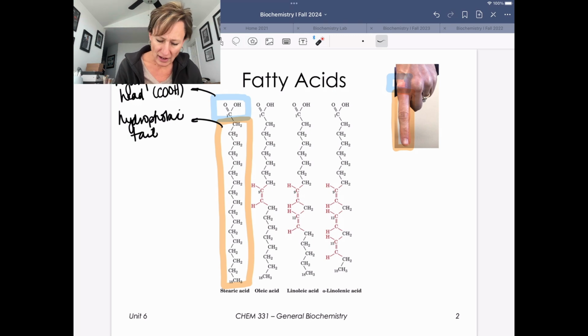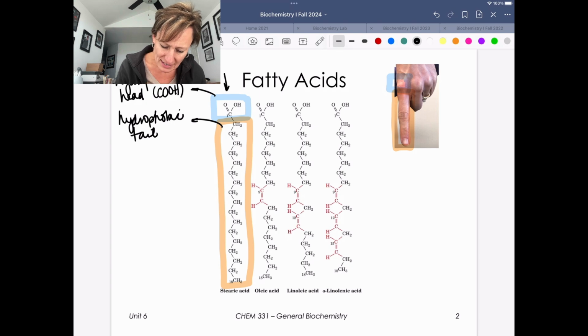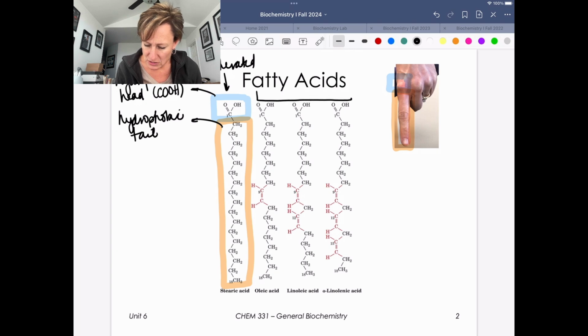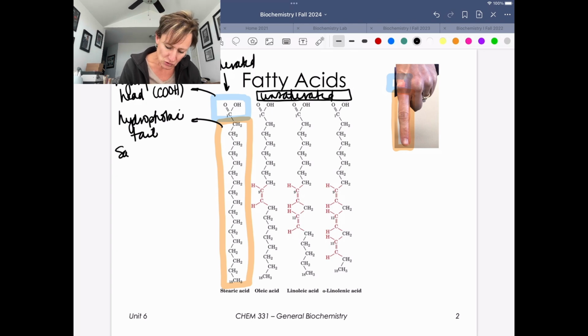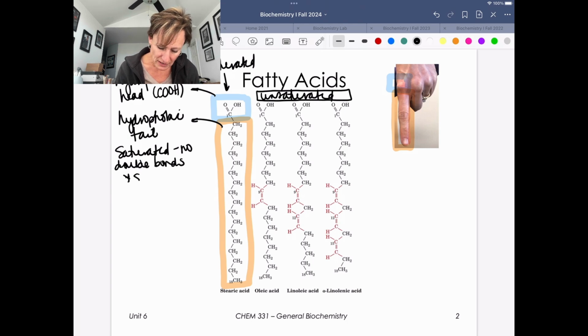All right, on this slide here, I have 3 different fatty acids. Okay, they fall into 2 categories. The one on the left here is a saturated fatty acid. The ones that we have over here, and we'll get to those in a minute, are all unsaturated. Okay, so we'll talk about what that means here. When we talk about a saturated fatty acid, there are no double bonds. And this creates a molecule that's very stable.